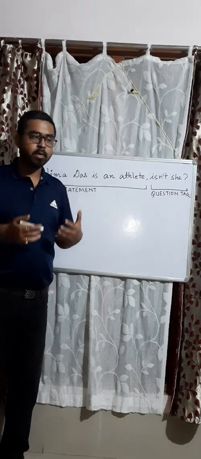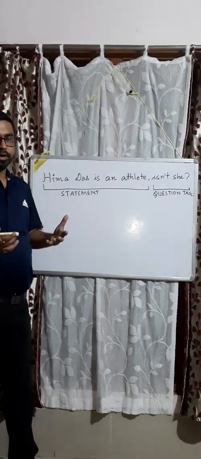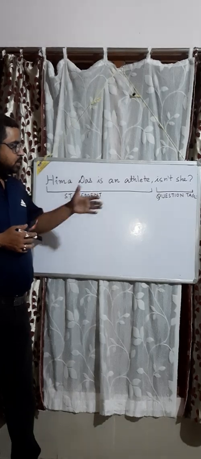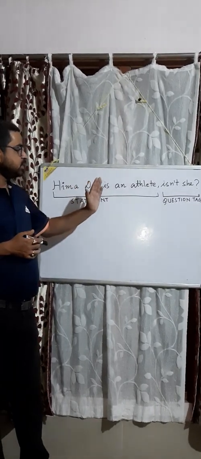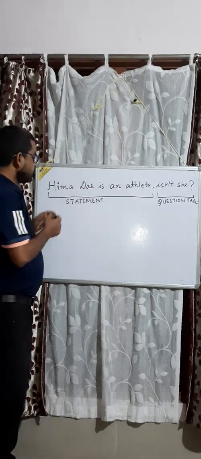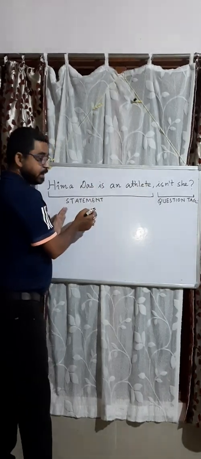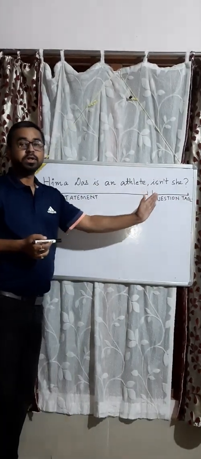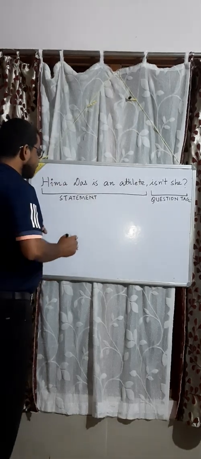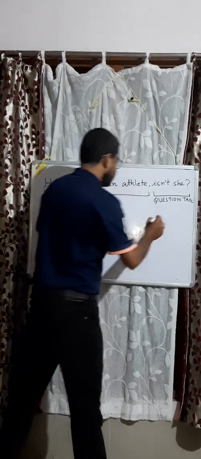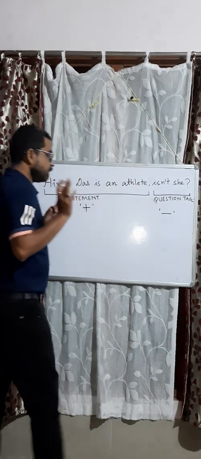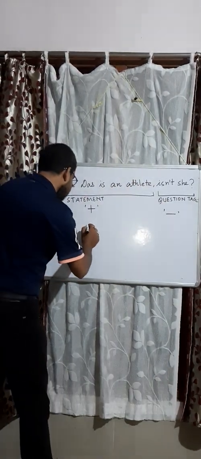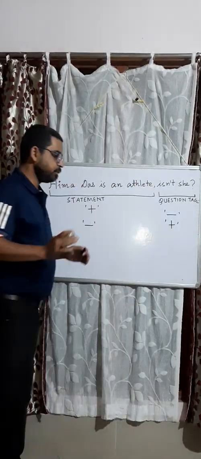Now let us talk about the basic rule of question tag. As you can see on the board, there is this sentence, Hima Das is an athlete, isn't she? So the part up to the comma is called a statement, and the part which is after the comma is called a question tag. Now the basic rule is that if the statement that we have is positive, then our tag will be negative. And if our statement is negative, then our tag will be positive.